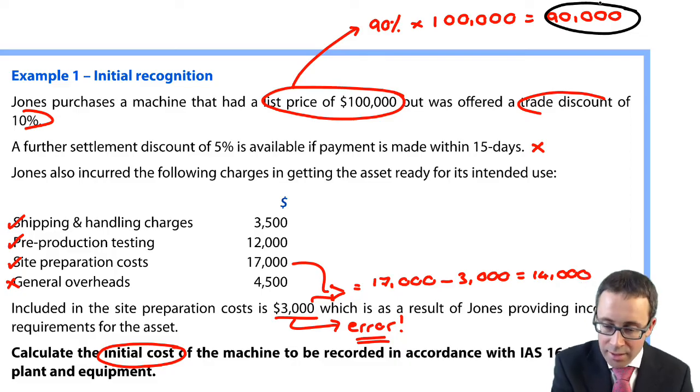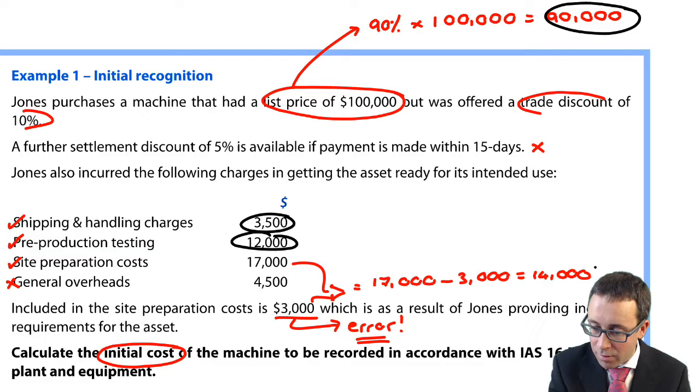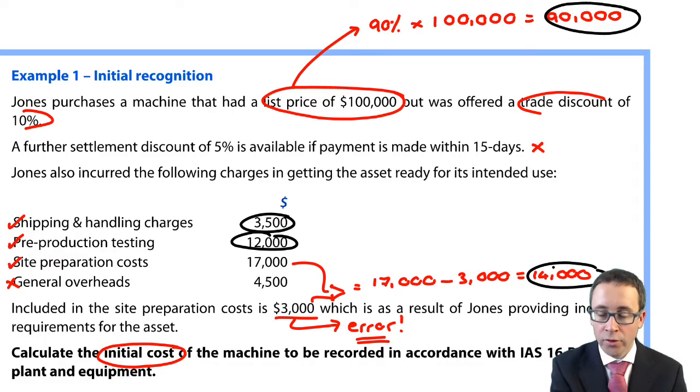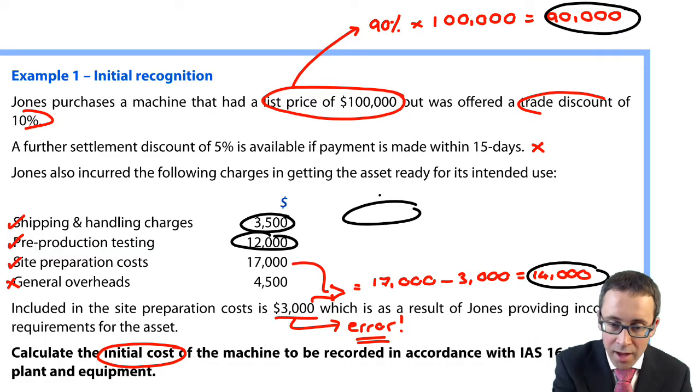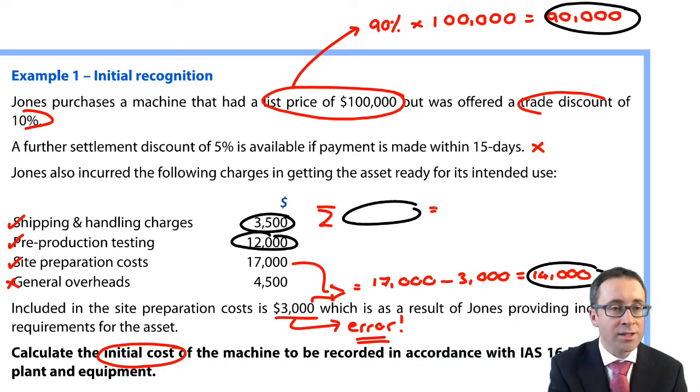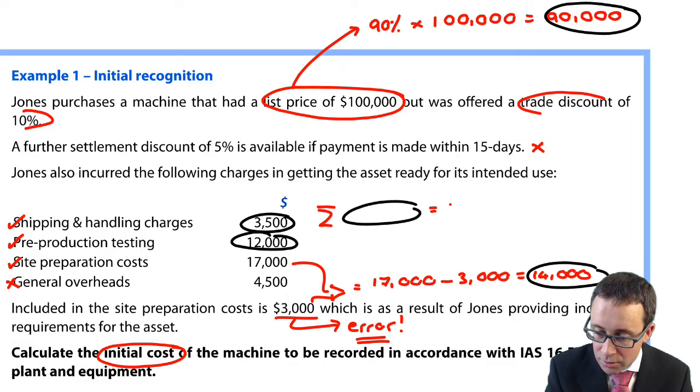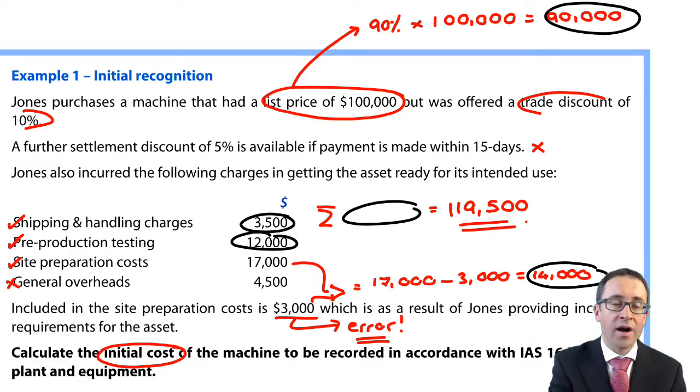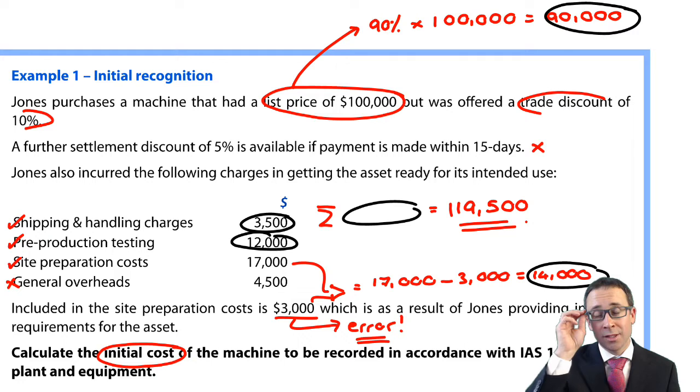So we capitalize the 90, we capitalize the 3,500, we capitalize the 12, we capitalize the 14. If we look at the total of everything that I have gone through and circled in black, does it give me 119,500? That's what we capitalize. And once we've capitalized it, we will then go on to depreciate it.